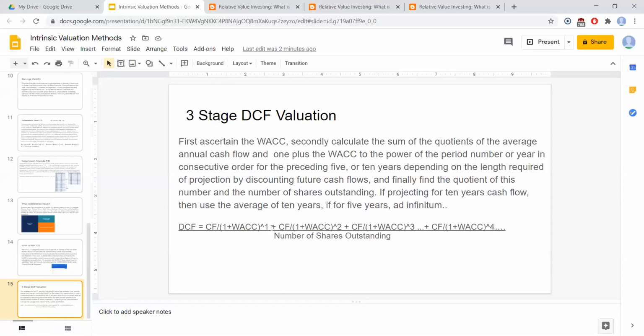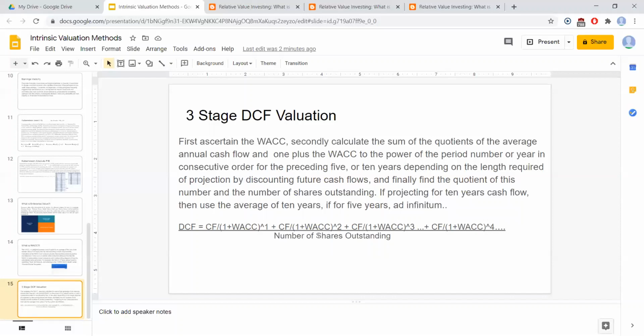So you'd start off with the first power, and then simply the second power, the third, the fourth, and then the fifth if you're doing 5 years, and this is the average cash flow of 5 years. If 10 years, the CF represents the average cash flow of 10 years, and this would persist until it's the quotient of the cash flow and 1 plus the weighted average cost of capital to the 10th power. And then the final sum is divided by the number of shares outstanding.